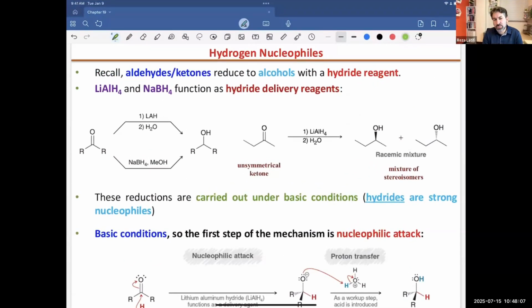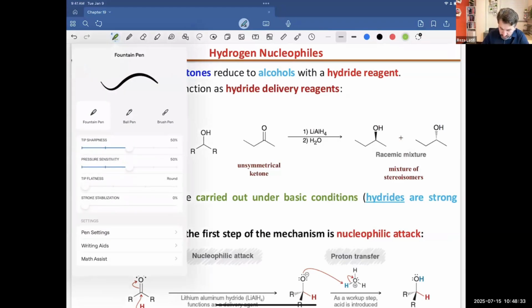Now, I can switch to another nucleophile, and this time I can use a hydrogen nucleophile instead of sulfur, and saturate the carbonyl group. And for this purpose, we can use lithium aluminum hydride, or we can go with sodium borohydride. What's the difference between lithium aluminum hydride and sodium borohydride?